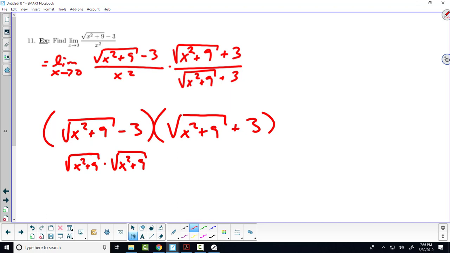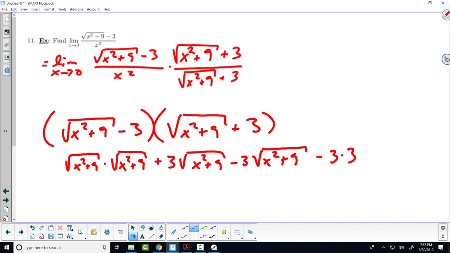Okay. Then we will do, I think we called it the outers. Okay. So then we'll do plus 3 times the square root of x squared plus 9. Then we will do the inners. What's the inners? Minus 3 square root of x squared plus 9. Then we will do the last, and we will get minus 3 times 3. Okay. Are there any questions on this? Any questions, folks? All right.